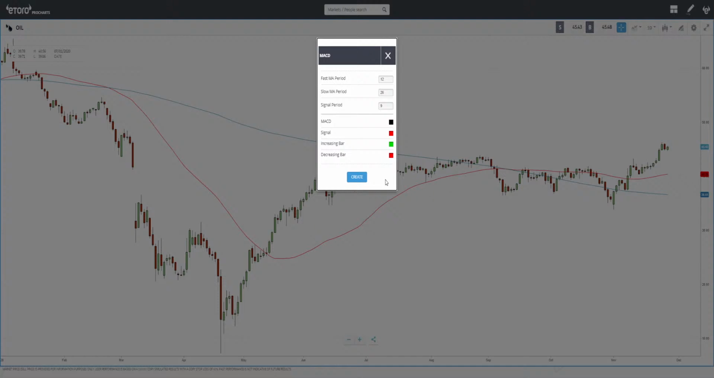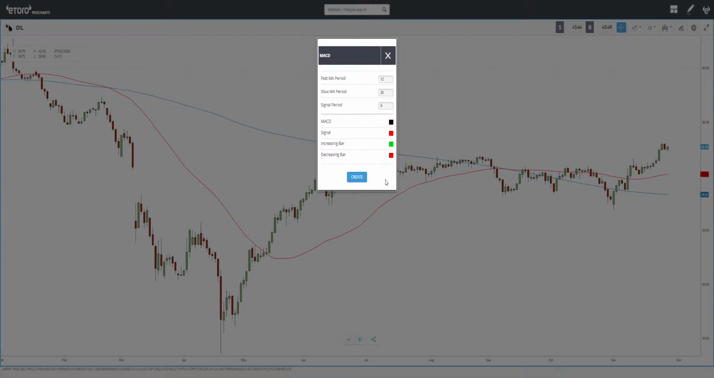So the MACD is a momentum indicator. It basically shows whether or not an instrument, be it a stock, a currency or a commodity, is increasing in price or decreasing in price.